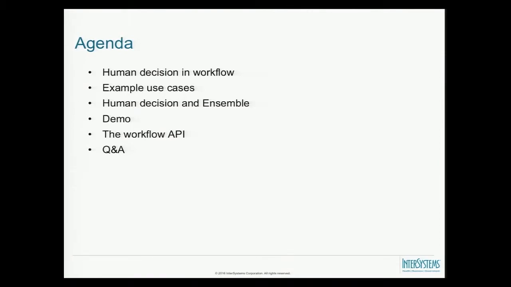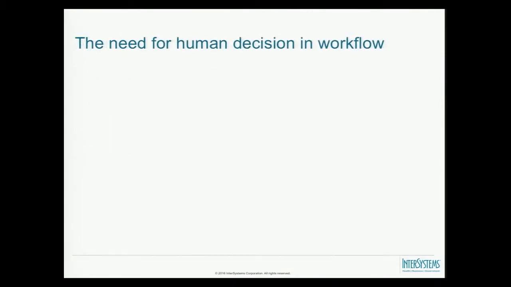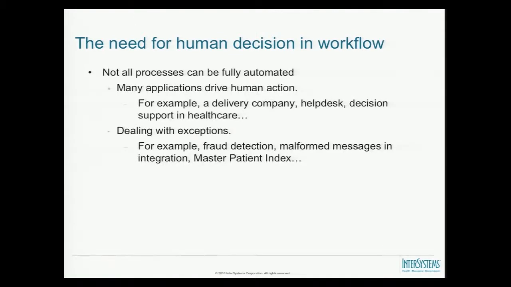Okay, so let's start off by looking at why we need human decisions in workflow. And the answer, I think, is pretty straightforward, really. The answer is because you can't fully automate all processes. There are many processes that require human intervention. And broadly speaking, we're looking at two different types of usages of human interaction.